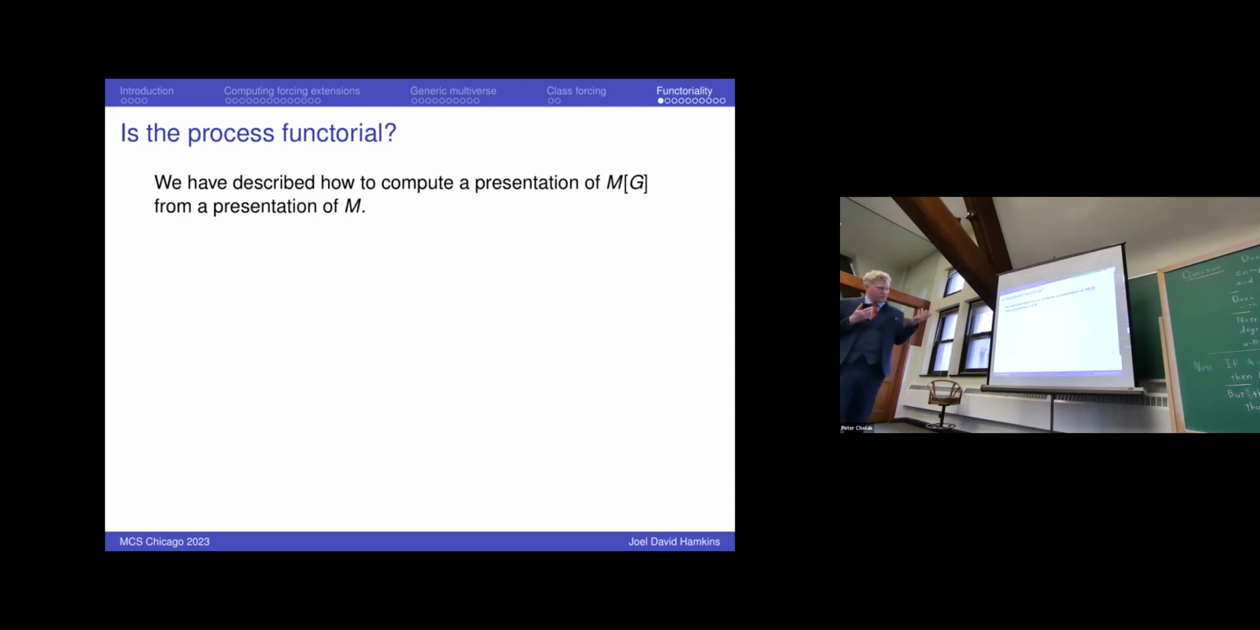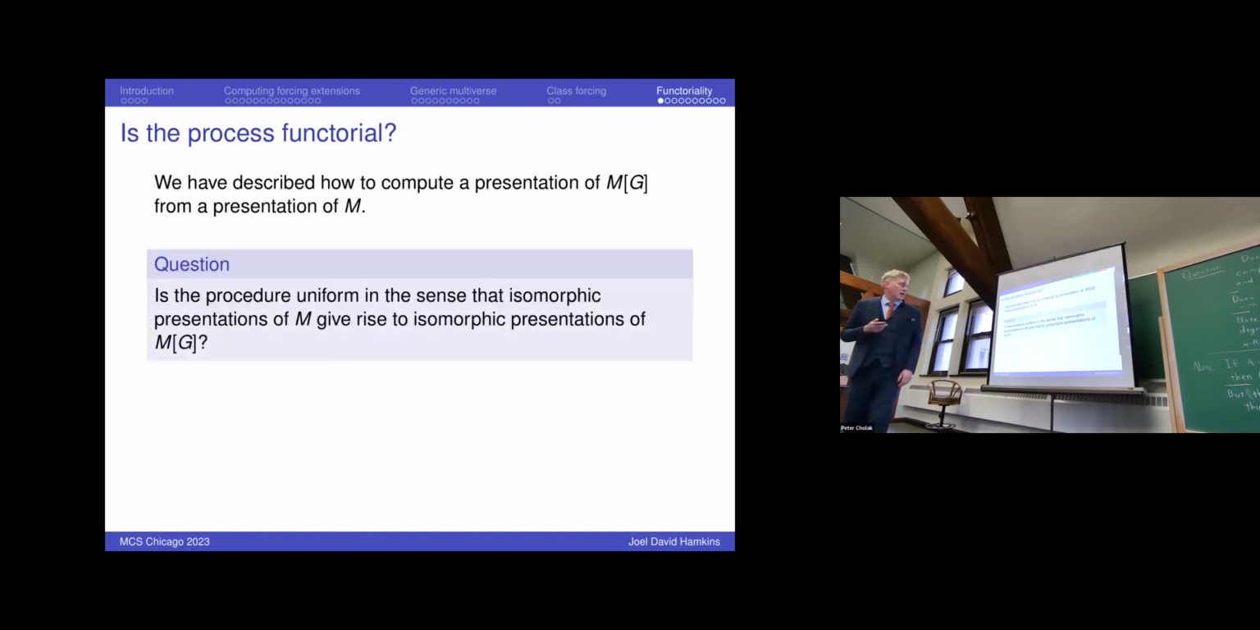So we've described how to get computable presentations of the forcing extensions from the ground model. And I want to know, is it uniform or not? The particular construction that we gave is definitely not uniform. But what I want to know is, is there a better one that is? So the question is, can we make a construction so that isomorphic presentations of the model give rise to isomorphic presentations of the forcing extension?